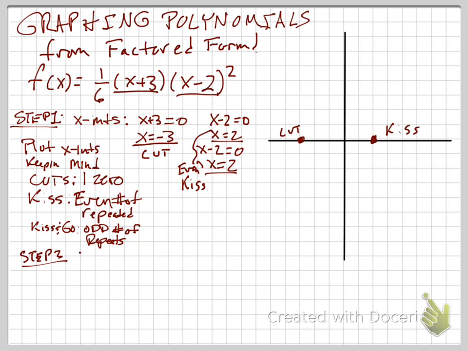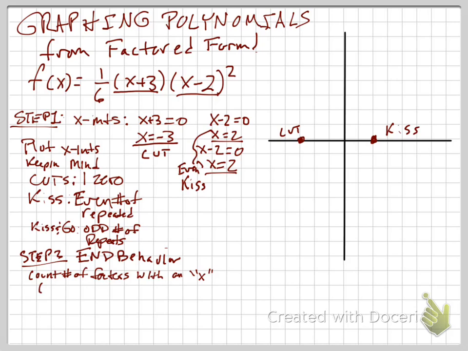So that's step 1. Now step 2, I like to keep in mind my end behavior and just make a little sketch. Now because it's not written in standard form, it's not quite as obvious what the degree is, but all you have to do is count the number of factors with an x in it, and that will tell you the degree.